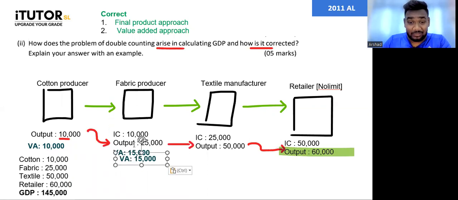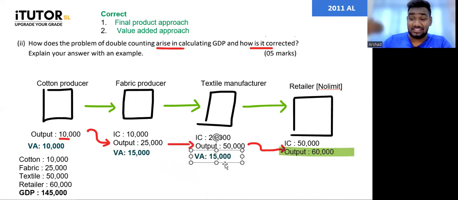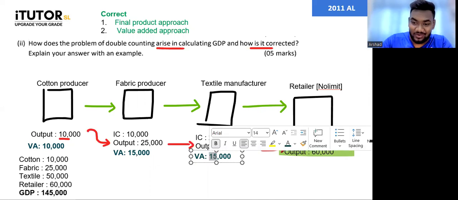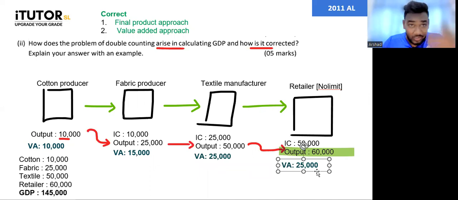Then can you quickly tell me how much the textile manufacturer is adding? The textile manufacturer is producing an output of 25, but he is also consuming inputs of another 25. So how much is his value addition? His value addition is 25,000. What is the value addition of the final retailer? The retailer is also displaying the goods, AC environment, fit-on rooms, all of that. He's also doing a value addition. How much is his value addition? That's 10,000, 60 minus 50.